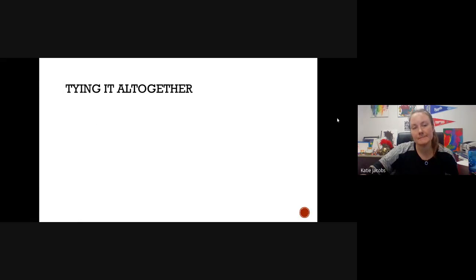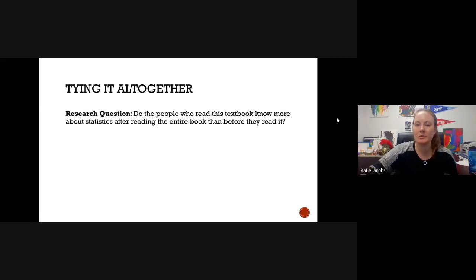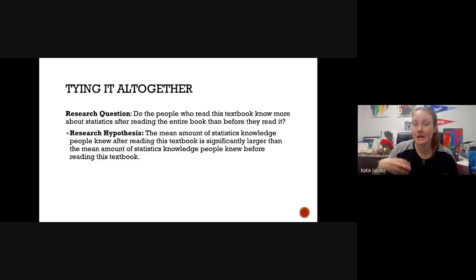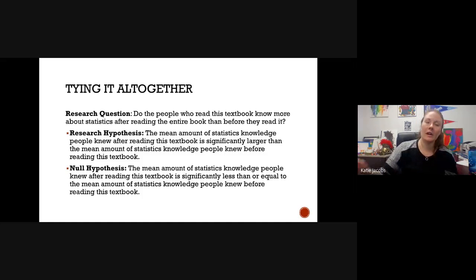So if we tie this all together, the research question: do the people who read this textbook know more about statistics after reading the entire book than before reading it? Our research hypothesis, the one that we're actually interested in as researchers, the mean amount of statistics knowledge people knew after reading this textbook is significantly greater than the mean amount of statistics knowledge people knew before reading this textbook. And then our null hypothesis is the complete and utter opposite, right? The mean amount of statistics knowledge people knew after reading this textbook is significantly less than or equal to the mean amount of statistics knowledge people knew before reading this textbook.